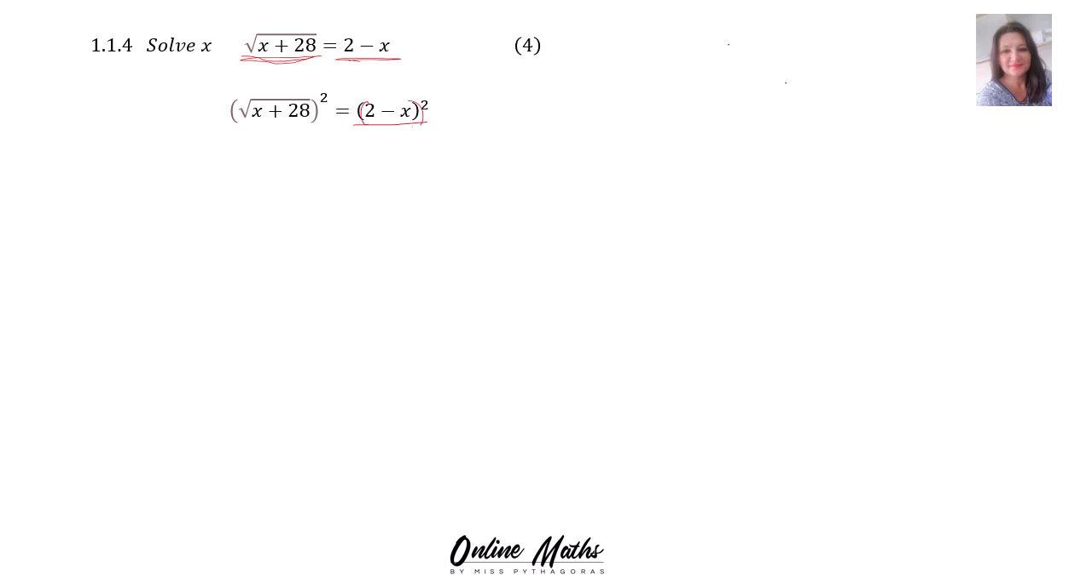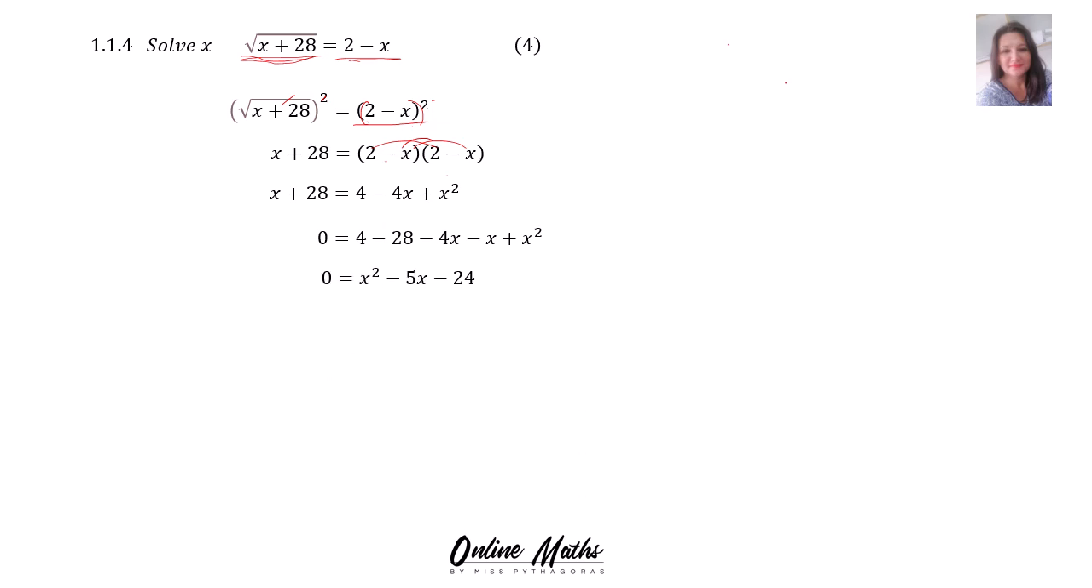And then on the left-hand side, when you square the square root, it falls away and you're left with this x plus 28. And on the right-hand side, this 2 minus x squared becomes 2 brackets, and you're going to FOIL out your 2 brackets, and then you multiply it out and write it in standard form. By the way, by squaring both sides, that's where you get your first mark, and writing it in standard form, that's where you get your next mark.